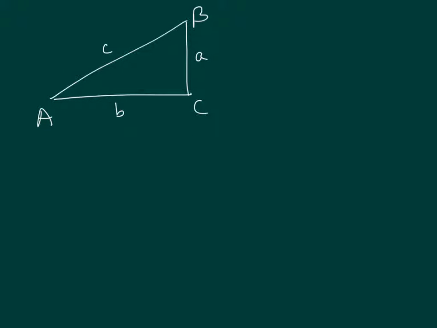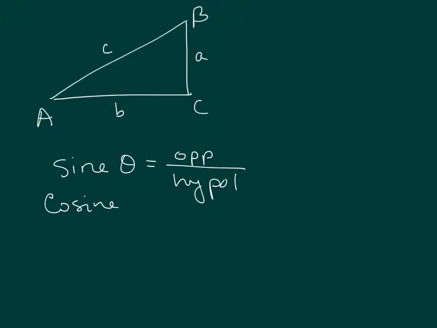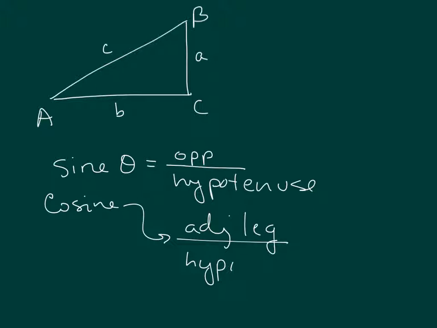There are two other very important trig ratios, and one is called the sine of an angle, and the other is called the cosine. If we wanted to talk about the sine of an angle, that is defined as the opposite leg over the hypotenuse. And the cosine of an angle is defined as the ratio of the adjacent leg to the hypotenuse. So notice that both sine and cosine have hypotenuse in the denominator.